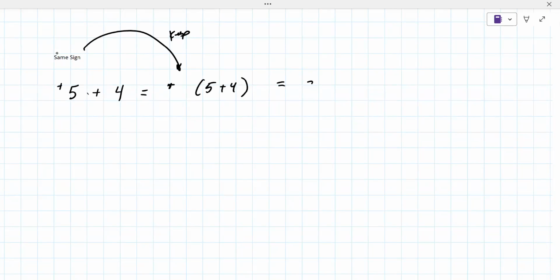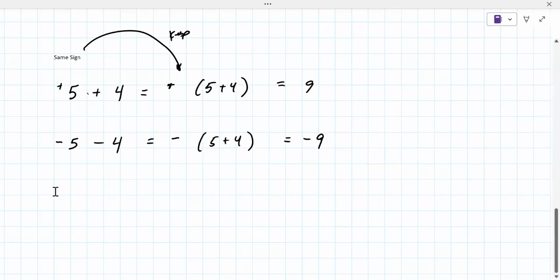Now, you know this is 9, but this is why. It's because they're both positive. It remains positive, and then you just add the numbers. But they could also be both negative. Do you agree that these are both negative? Yeah. They're both negative, so you keep the sign. Then you add the numbers without the sign. So that's same sign. There are only two possibilities: both positive or both negative. In both cases, you keep the sign and add the numbers.